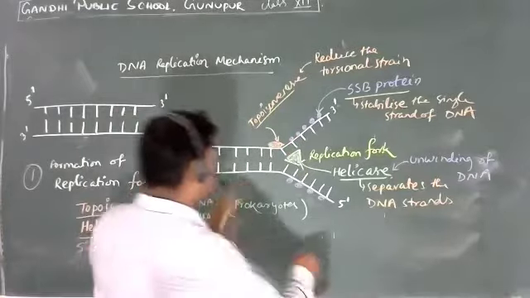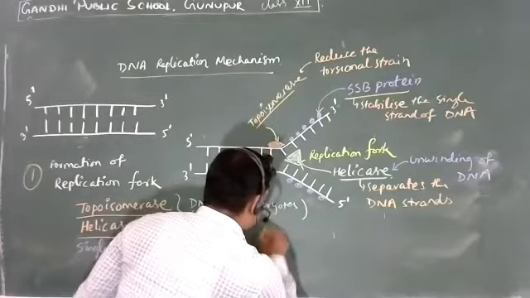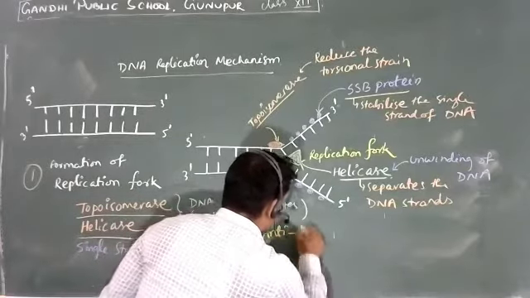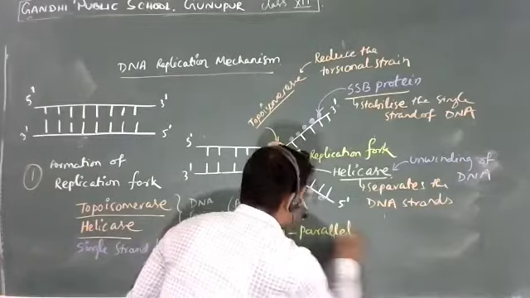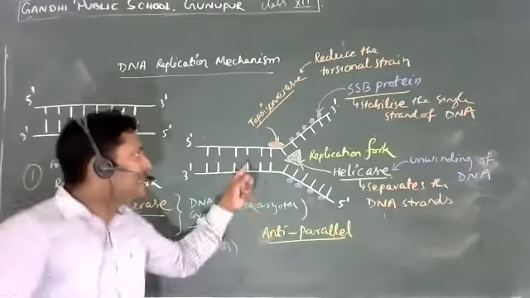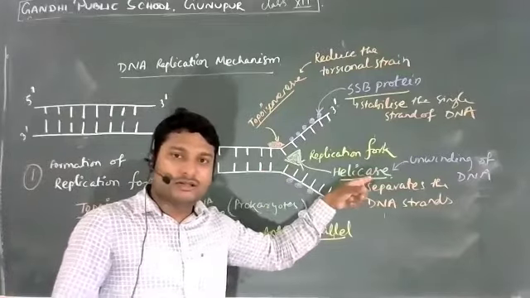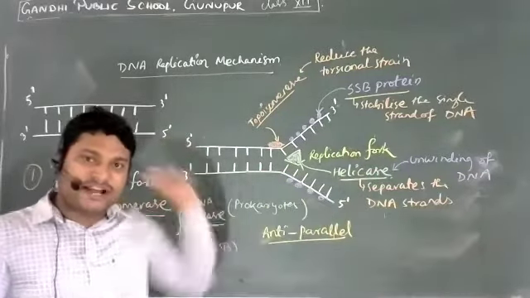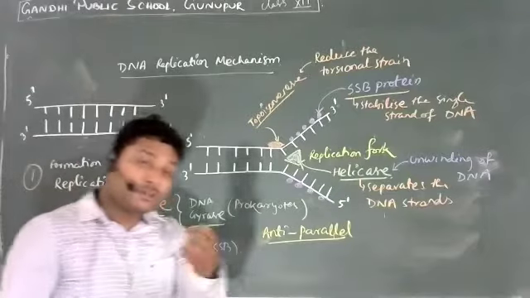The strands here are anti-parallel. Agree? The strands are anti-parallel. So can we have the DNA synthesis in both the strands in the same fashion, in the same direction? Is it possible or not?